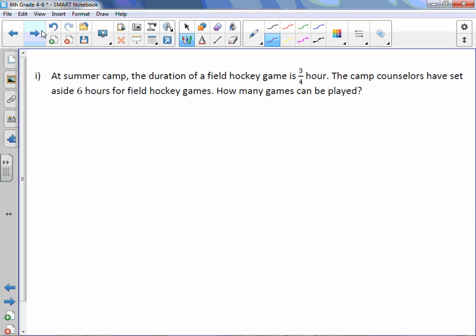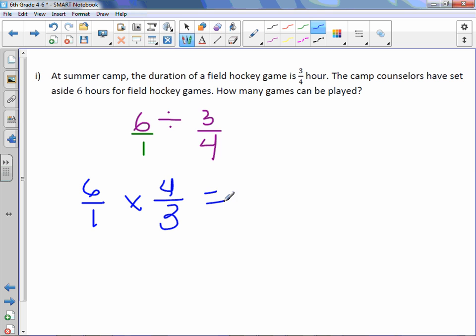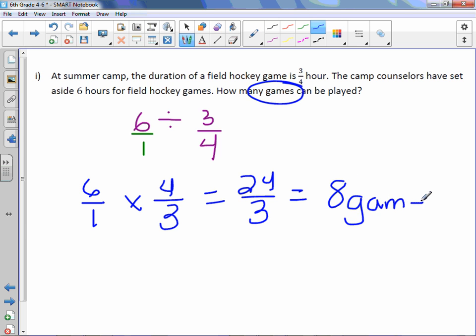At summer camp, the duration of a field hockey game is 3/4 hour. The camp counselors have set aside 6 hours for field hockey games. How many games can be played? So what we're doing is division. 6 divided by 3/4. Remember to put that 6 over 1. I will not divide. I will multiply by the reciprocal. And we get 24 over 3, which divides out to be 8. It's asking for how many games, so 8 games.